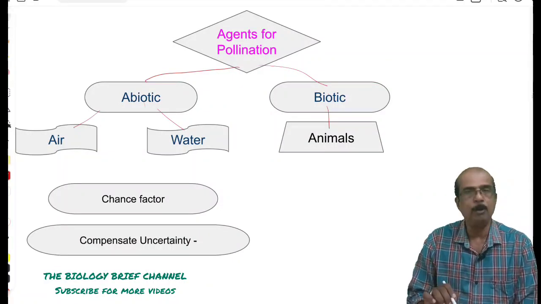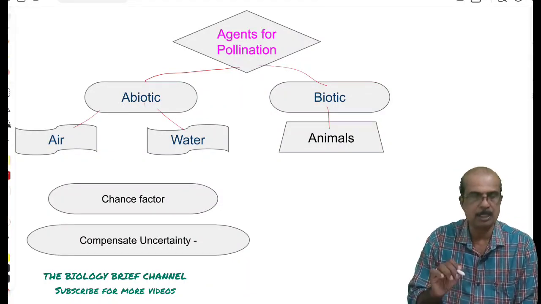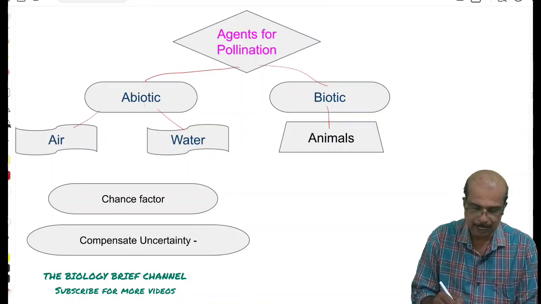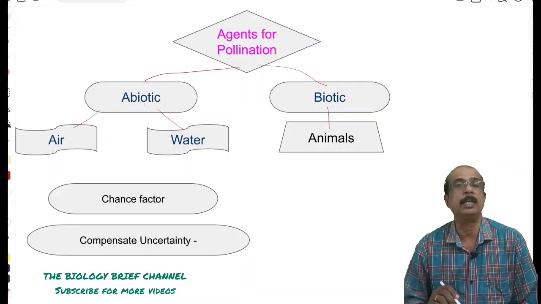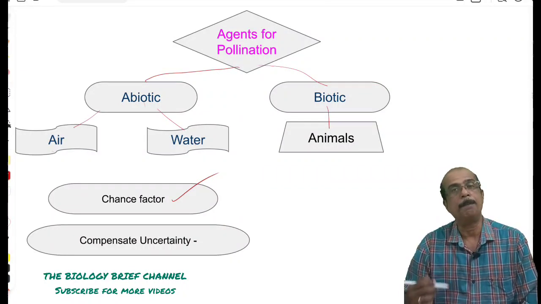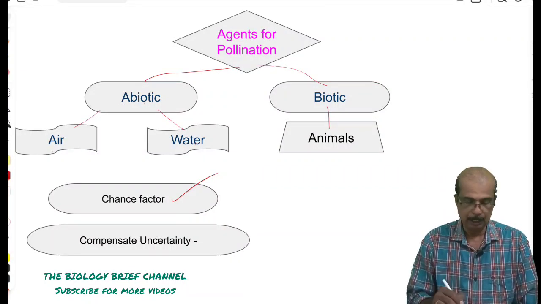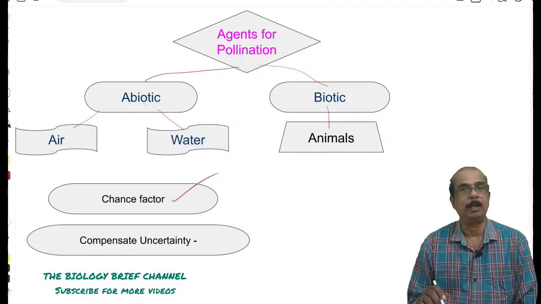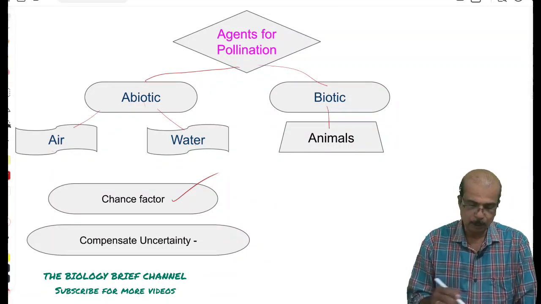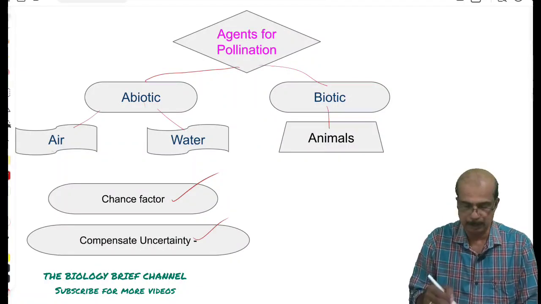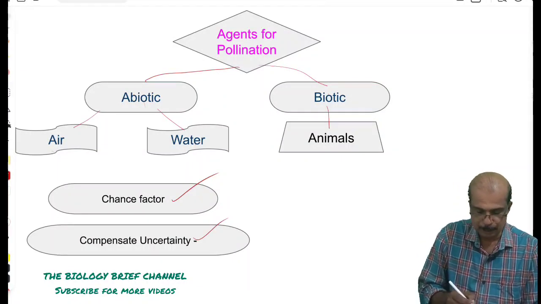In the case of abiotic agents for pollination by air or water, there is a chance factor. We cannot predict whether pollination certainly happens or not. Sometimes pollination takes place, sometimes the pollen grains are wasted. So, to compensate this uncertainty, there is adaptation in plants.